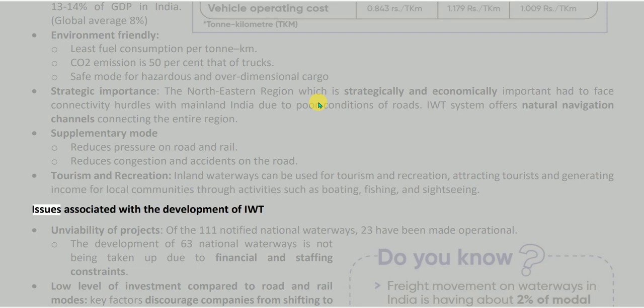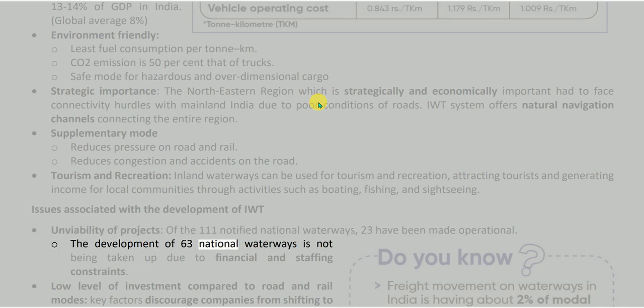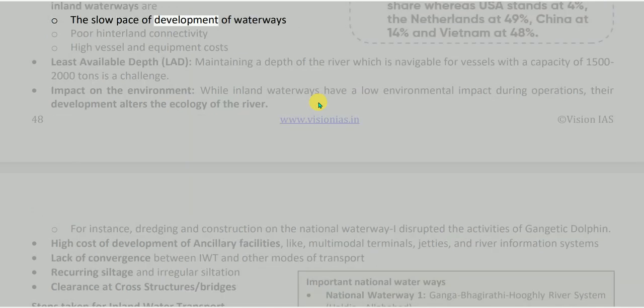Issues associated with the development of IWT. Unviability of projects: of the 111 notified national waterways, 23 have been made operational, and the development of 63 national waterways is not being taken up due to financial and staffing constraints. Low level of investment compared to road and rail modes. Key factors that discourage companies from shifting to inland waterways are the slow pace of development of waterways, poor hinterland connectivity, and high vessel and equipment costs.